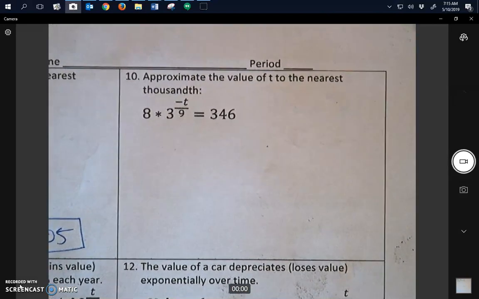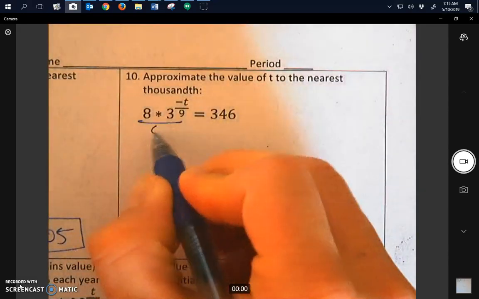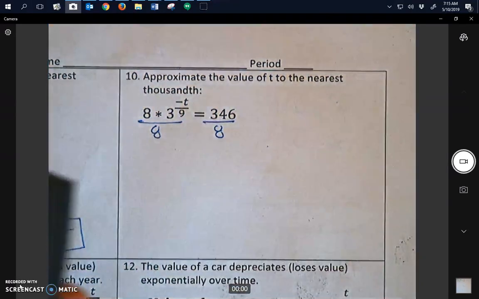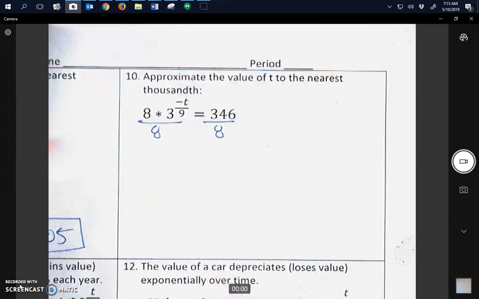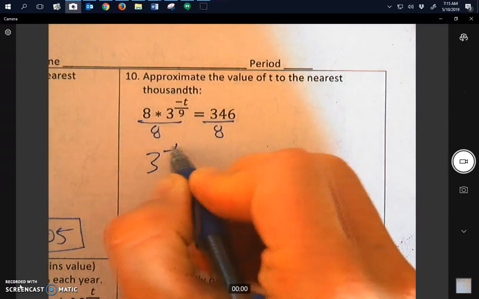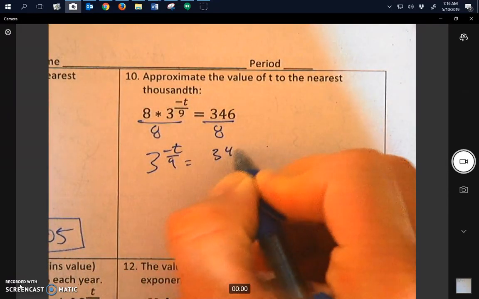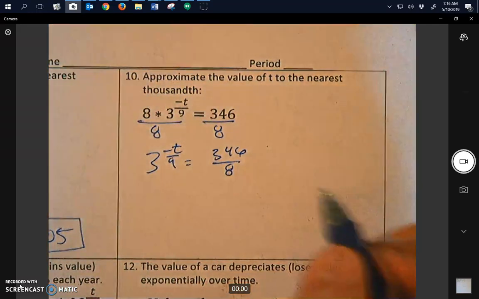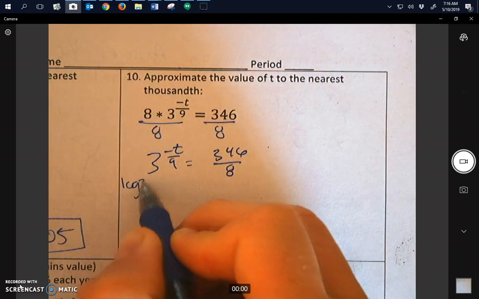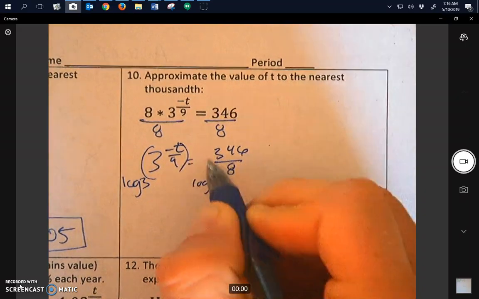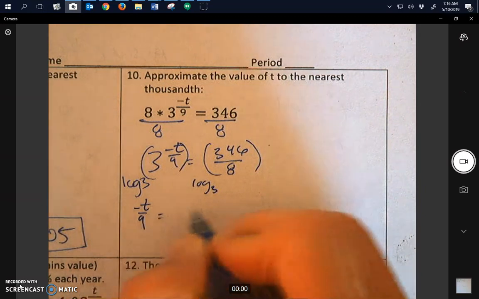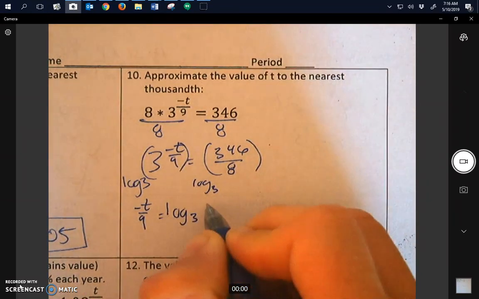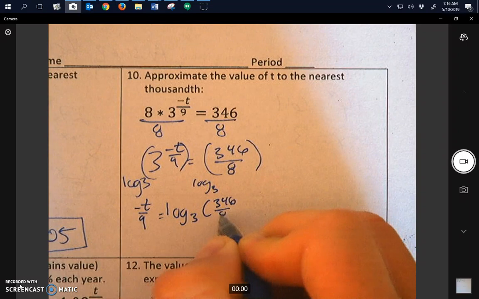Question 10. Approximate the value of t to the nearest thousandth. So divide both sides by 8. Let's see if this is a whole number. 43.25, so it's not. We're going to leave it as a fraction. 3 to the negative t over 9 equals 346 over 8. Take both sides log base 3. We're left with negative t over 9 is equal to log base 3 of 346 over 8.